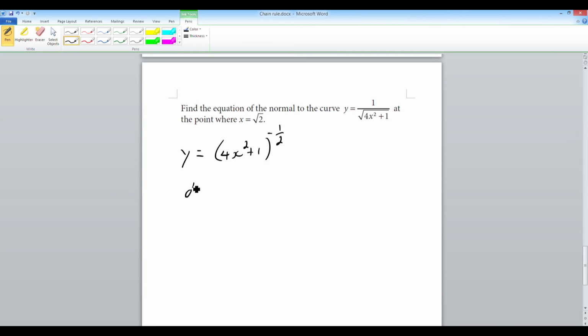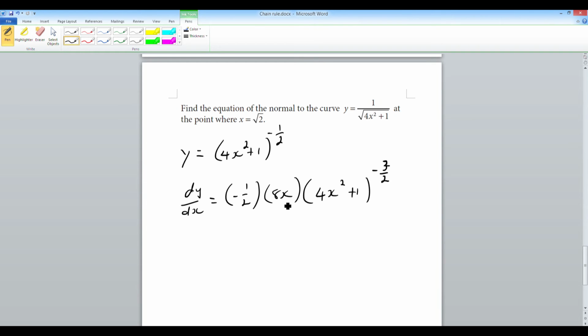If I want to find the derivative of this function, I'm going to multiply my power to the front. So this becomes negative 1/2 multiplied with whatever is inside. So the derivative of what is inside is going to be 8x multiplied with the derivative of my total function. So I'm going to rewrite this 4x squared plus 1, and I'm going to subtract 1 from the power. In this case, I will get negative 3/2. So this is the derivative of my function.